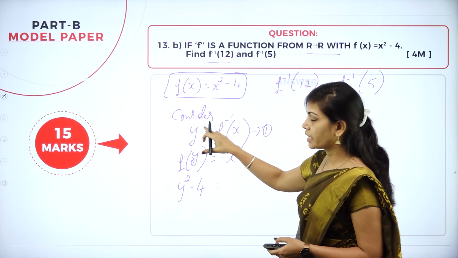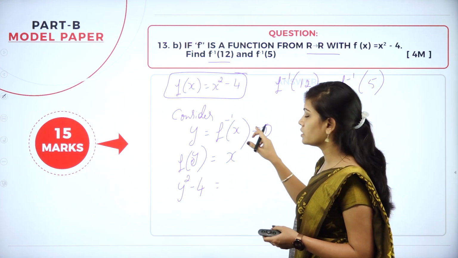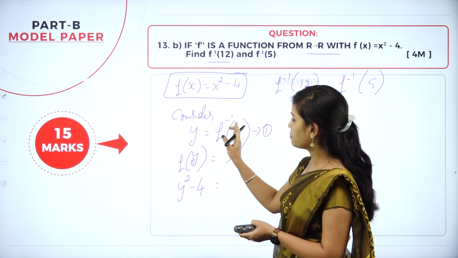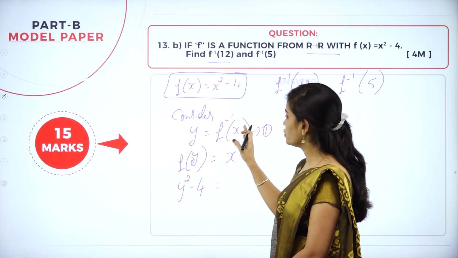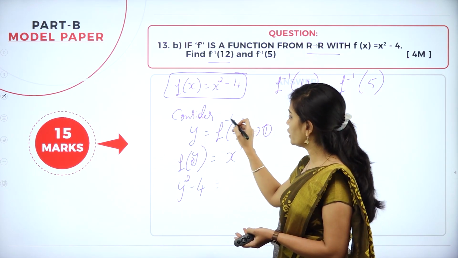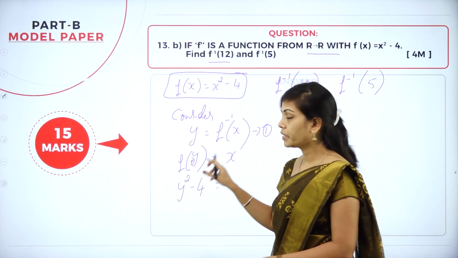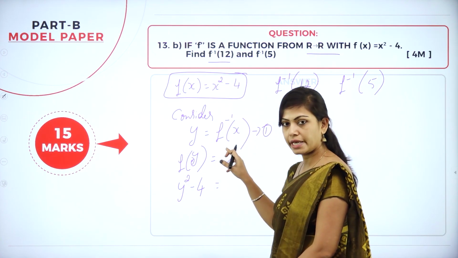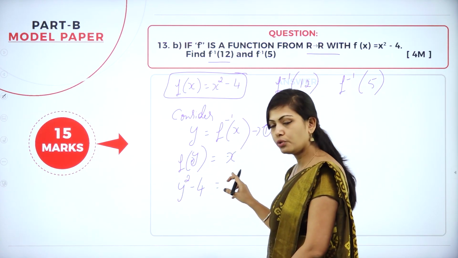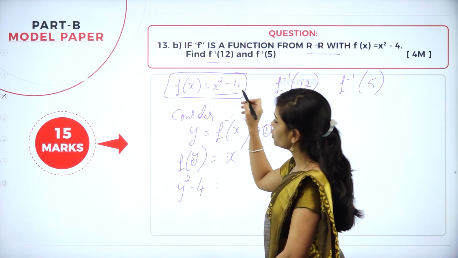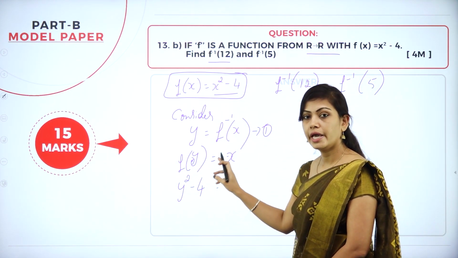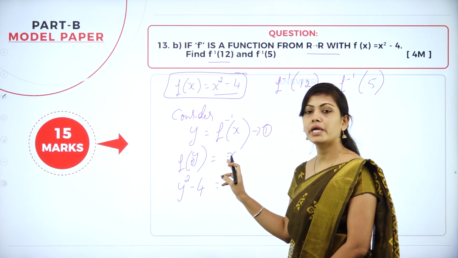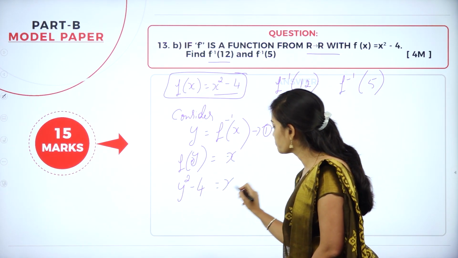So now I am taking this y is equal to f inverse x. Just cross multiply this, f of y is equal to x. If you are shifting this to that side, the inverse will be cancelling. So y is equal to f inverse x, f of y is equal to x. If f of x is equal to x square minus 4, what is f of y? f of y means y square minus 4 is equal to x.